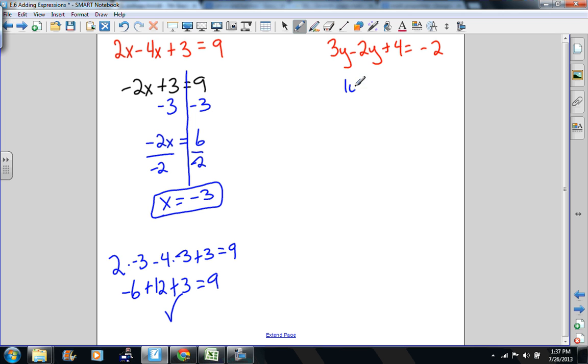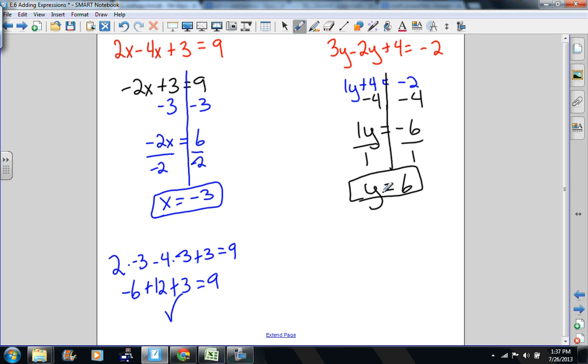So this becomes 1y plus 4 is equal to negative 2. Now I can solve. So that becomes negative 4, negative 4. So 1y equals negative 6. I divide by 1. So y equals positive 6, and then I check my answer. I go 3 times 6 minus 2 times 6 plus 4 equals negative 2.